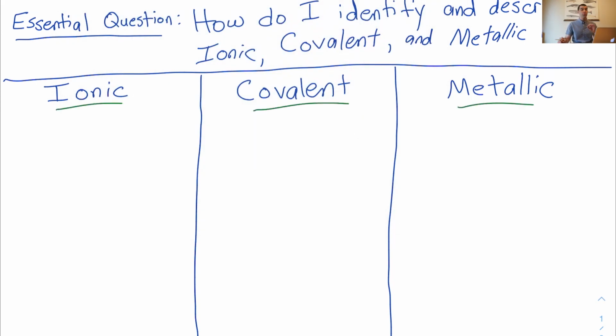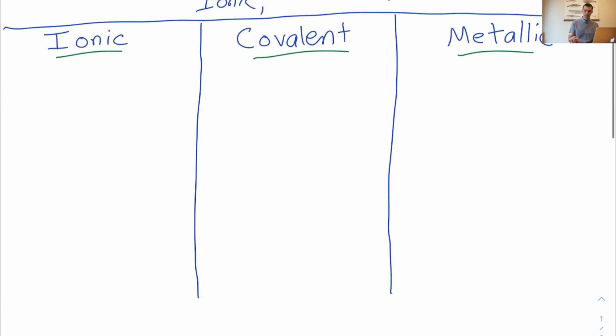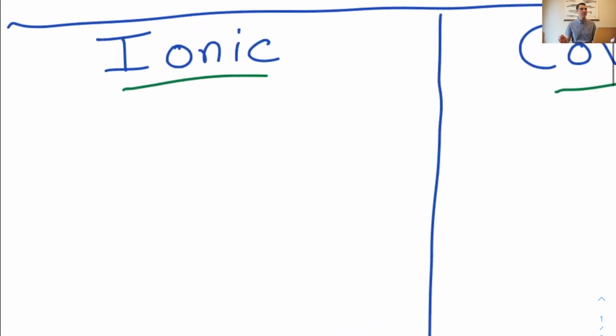I'm going to first start with what are the key ways to identify these. Then we're going to get an example of each. I'm going to tell you their properties, and then you'll practice with 4 or 5 practice problems, and then write a summary at the end before you turn it in. Let's start with ionic bonds. I'm going to zoom in over here to make it nice and big.